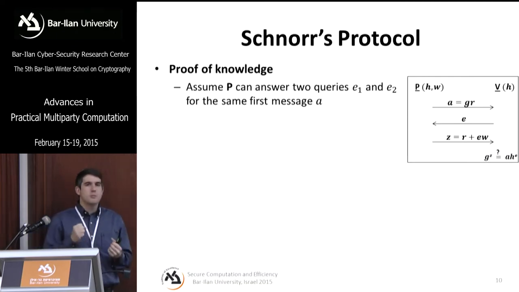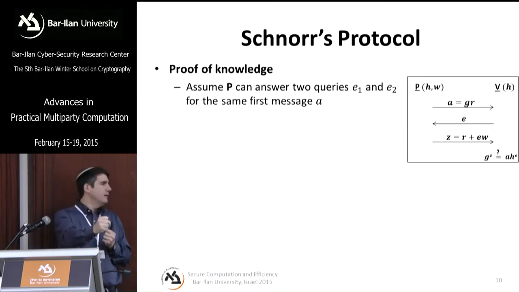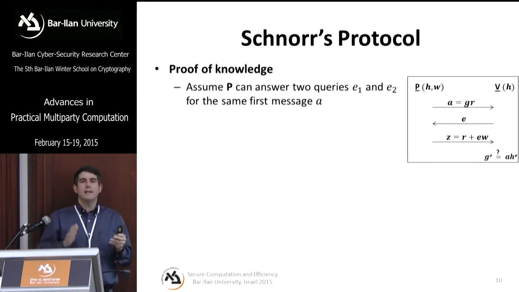Now let's think about what that means. The prover sends the first message A, and then the verifier chooses this random challenge of length T.